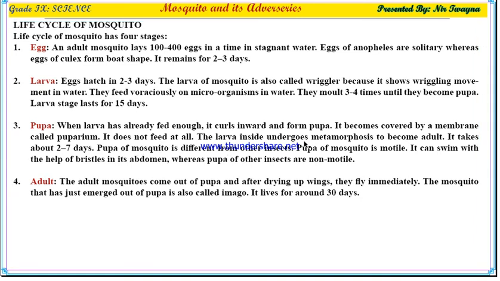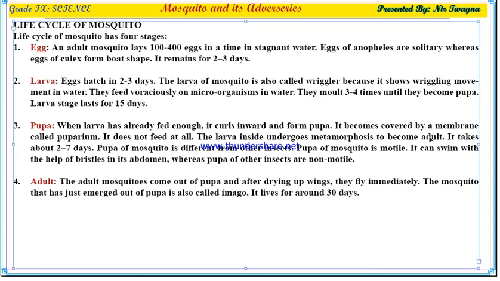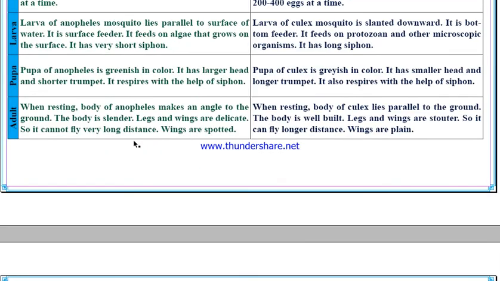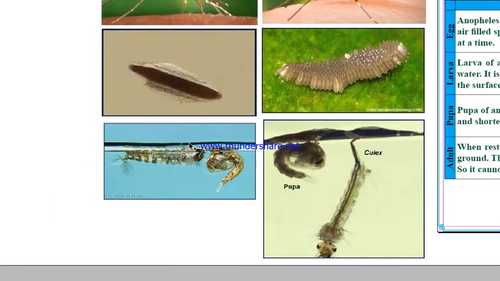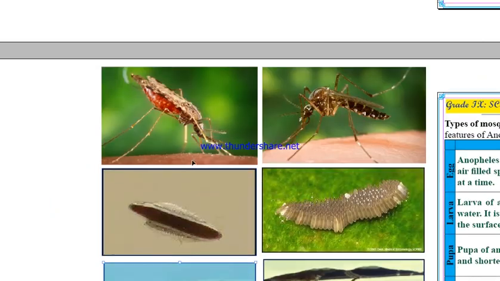The larva inside undergoes metamorphosis to become adult. Metamorphosis means drastic changes. Okay, the parts which are absent in larva are developed in this process, and some parts which were present in larva stage, they disappear. So metamorphosis is a drastic change in which this type of larva becomes this type of creature.